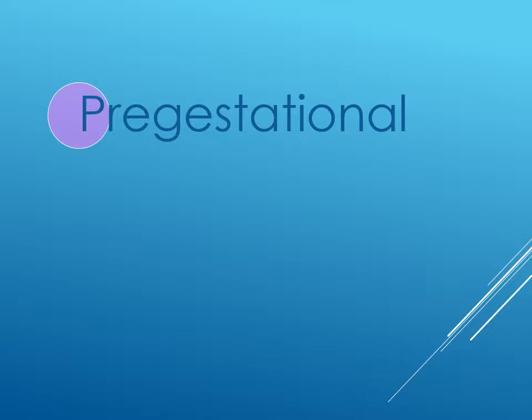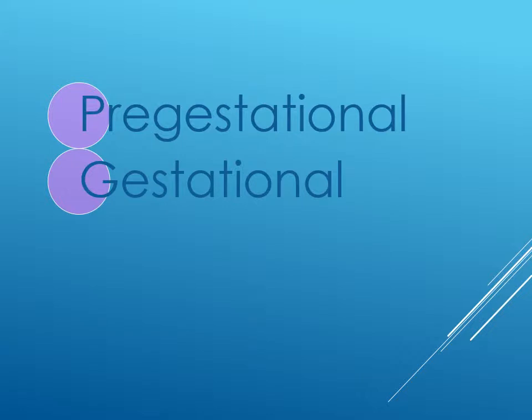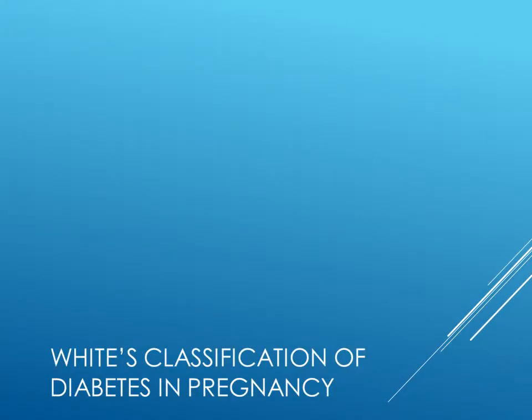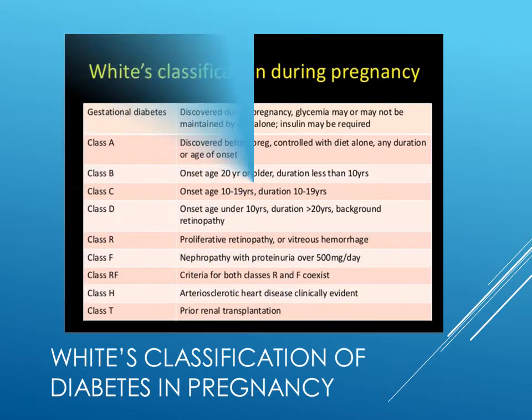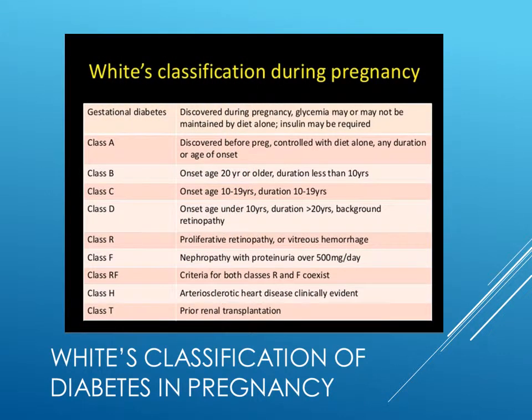Diabetes is currently classified into 4 groups: type 1 diabetes, type 2 diabetes, and other specific types. These are pregestational diabetes. And then there's gestational diabetes. White's classification of diabetes in pregnancies is based on the age at which diabetes was diagnosed and is used to assess both maternal and fetal risk. Women who are Class A through Class C generally have positive outcomes. Women in Classes D through T usually have poor pregnancy outcomes.